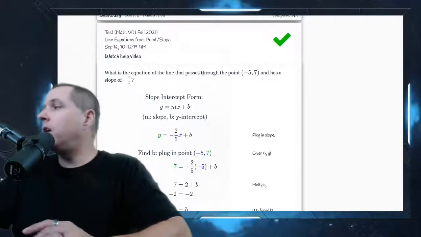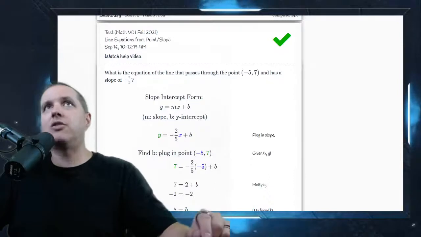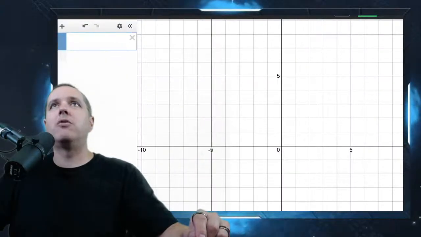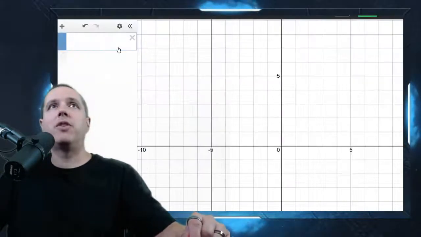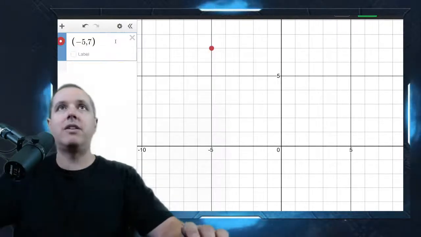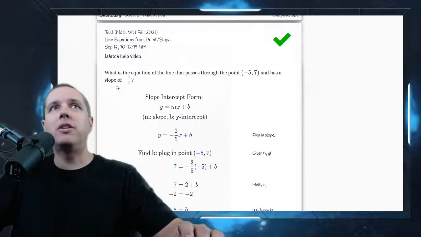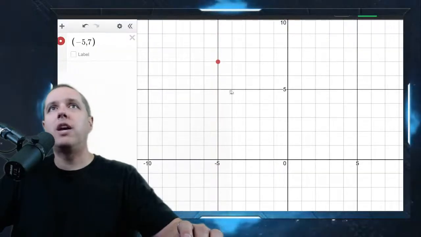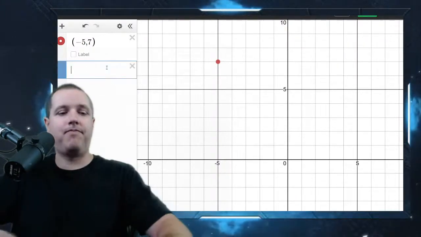Let's look at, just so you understand graphically, let's think about how you could even understand this graphically. How could you do this problem in a graphical manner? Well, let's see. We're supposed to go through the point negative 5, 7. So I would come over here on my graph, and I would put in the point negative 5, 7. Okay, there I've got a point. And what was my slope? My slope was negative 2/5. So I'm going to go down 2 and over 5. That puts me at the point 0, 5.